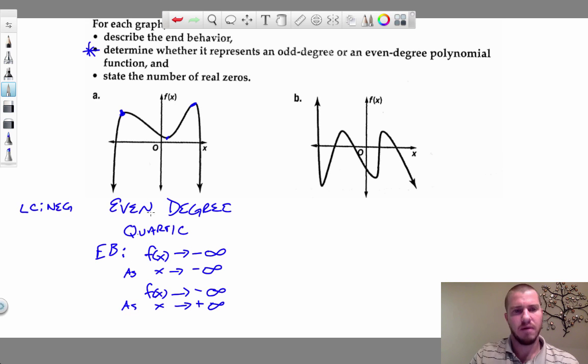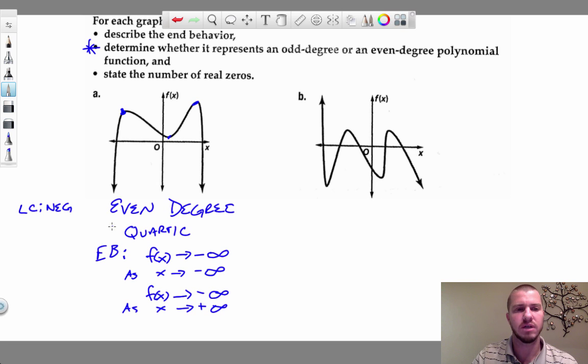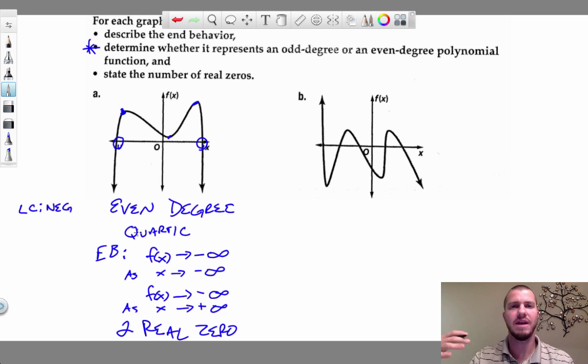Let's tell that too. Because they're both going down, in a negative direction, it means the leading coefficient is negative. And the last part, state the number of real zeros. If you recall from last week, the real zeros are where the graph crosses the x-axis, so there are 2 real zeros. Zeros are where the x-intercepts are. Go ahead and take a second and try this one on your own.